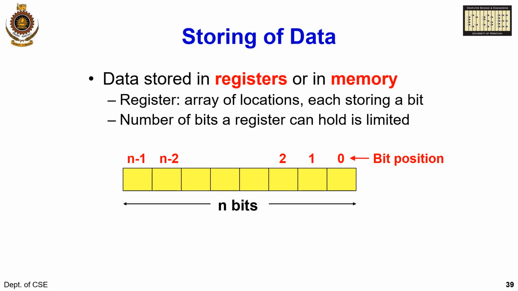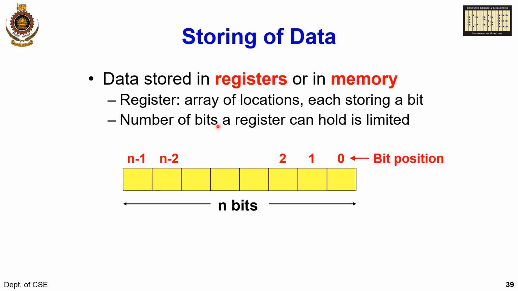In a computer, data is stored in memory, or we can say it's stored in registers. Typically, a register is an array of locations where each location is storing 1 bit. As we mentioned, computers are working with the binary number system, so it's storing bits. Each location has an on or off value. On meaning 1, off meaning 0, right?